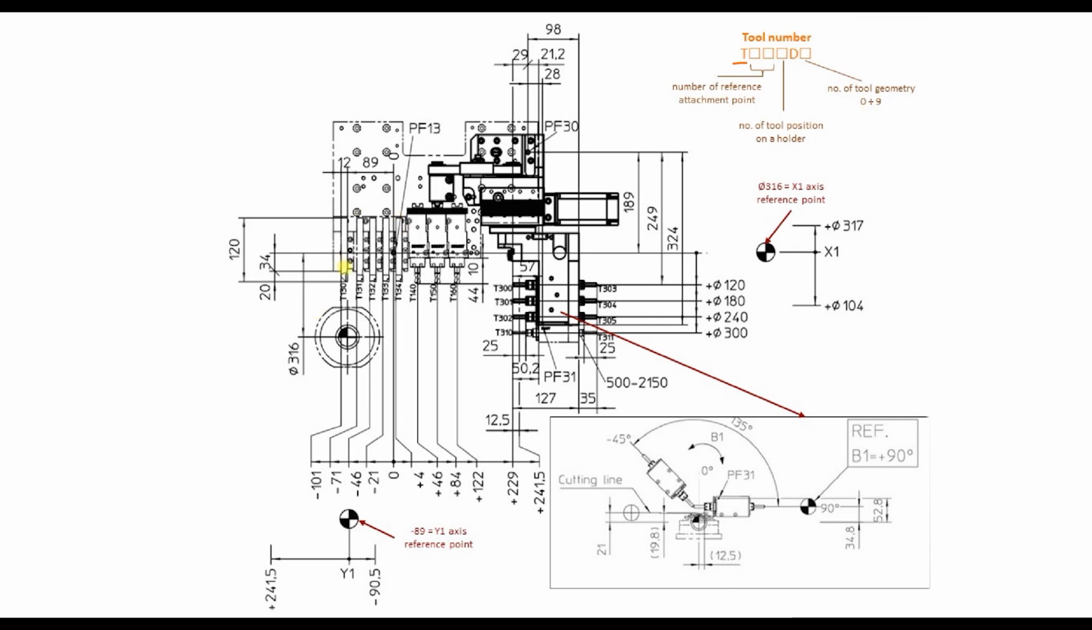First, for this holder for stationary tools, we have attachment point in PF13. That is why tool numbers are T13 0, T13 1, and so on. Next holder, this is leaf holder. It can secure only one tool. That is why this third digit is always 0. And then we have numbers T14 0, T15 0, and so on.